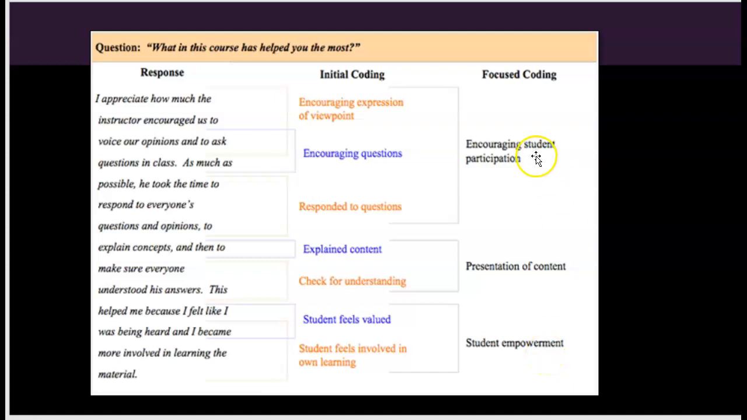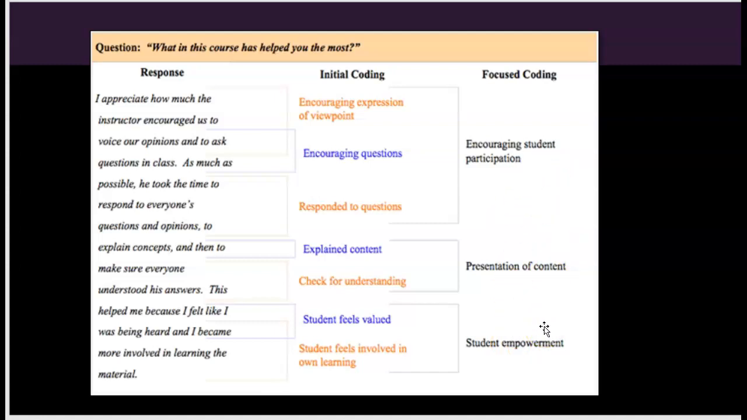You could then take these focused codes and create a category that they would all fit into. Now, in this case, I'm not entirely sure the category would be anything more than, you would have to have more data before you could create a category from this, because each of these could be a category. So you want to look at it and see where the focused codes come into play.